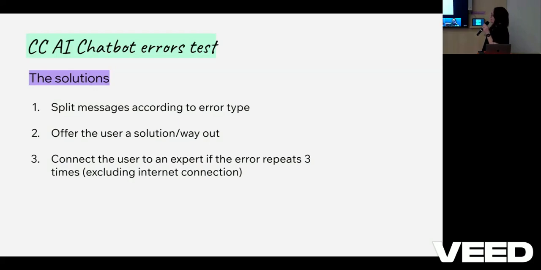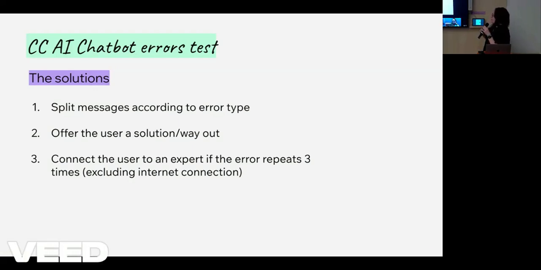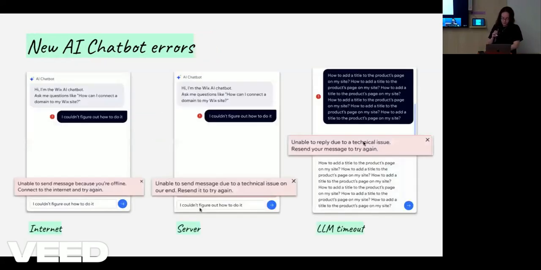And then the third option, I'll explain what's in parentheses, but if the error continues, we have to get the user to an expert, because we want to give them a solution. It's really important, especially from the user experience side of things, to give them a good experience. And if there's a problem, they need someone who can actually help them.